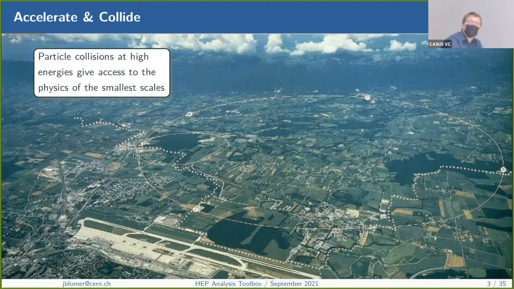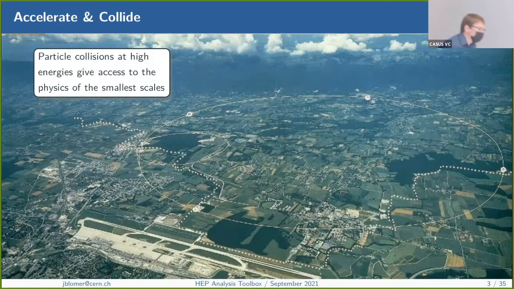And one of the tools that we operate is the Large Hadron Collider, the LHC. You see the schematics of the LHC here. So it's a 27 kilometer ring collider. It's underground, between 50 and 150 meters underground, depending on the terrain. You see, just to compare the size, this is the airport of Geneva here. In the background, you have the Jura Mountains.